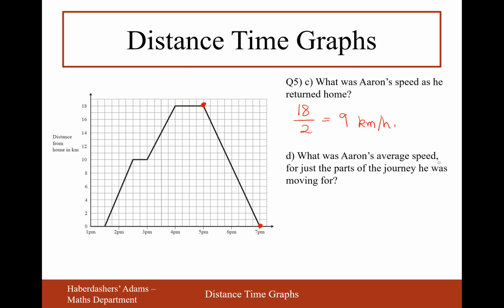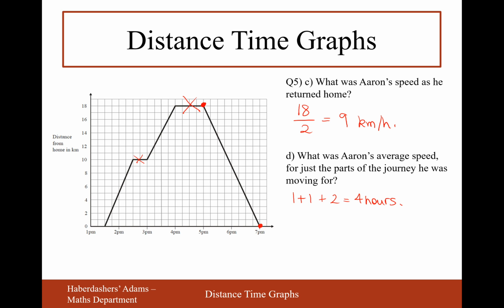And what was Aaron's average speed for just the parts of the journey he was moving for? Right, okay, so we have to now exclude this part here and exclude this part here. So the total time, let's work that out, that would be 1 hour from here to here. Plus we've got from 3 o'clock till 4 o'clock, that's another 1 hour. Plus then 2 hours coming back, so in total Aaron was moving for 4 hours.